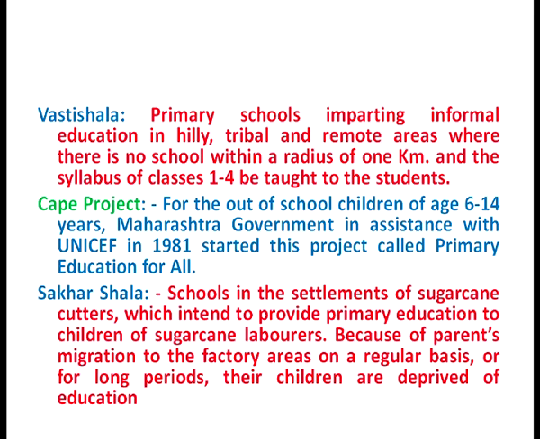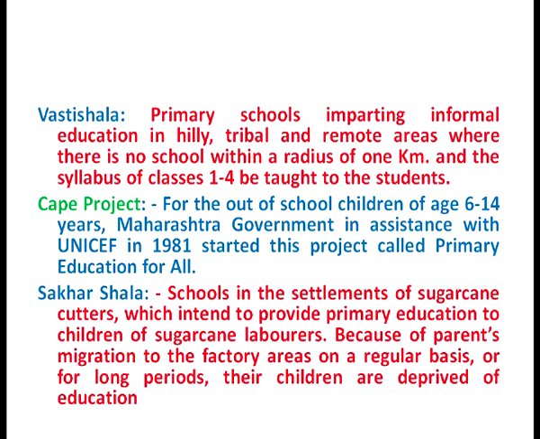Another scheme for these children is Vasti Shala. Vasti Shalas were primary schools which were imparting informal education in hilly, tribal and remote areas where there is no school within a radius of 1 kilometer. Although under the target of universal primary education, there is a provision of establishing a primary school within a radius of 1 kilometer and an upper primary school within a radius of 3 kilometers.